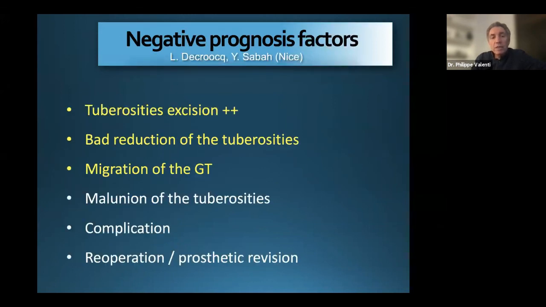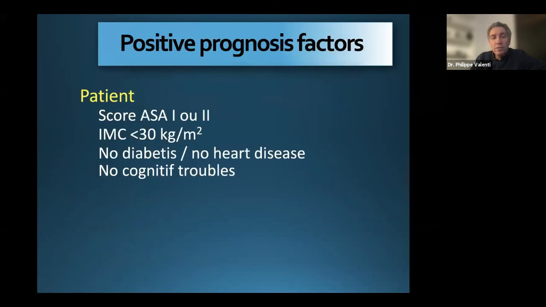So we collected the negative prognosis factors of reverse in fracture of the humeral head. We don't recommend excision of the tuberosities. If you do a bad reduction of the tuberosities, if you have a malunion of the tuberosities, you do not have a good result. If you have a migration posteriorly and superiorly of the greater tuberosity, or if you have to revise the patient, these are negative prognosis factors.